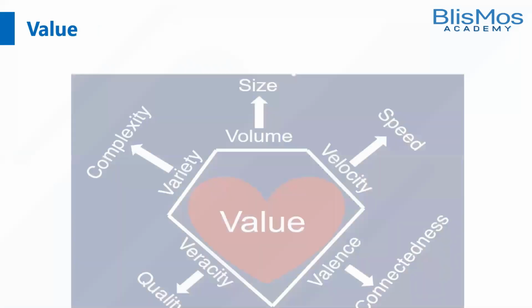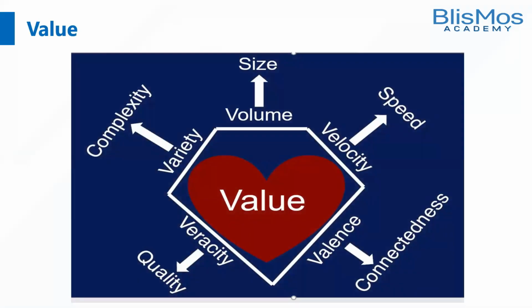In the end, we look at what is value of the data. Value of the data is derived by all these V's like volume, velocity, valence, veracity, variety. Value is the core. Value is in the central part of all the V's. So if we are not able to derive the value from a particular data, then it doesn't make sense.